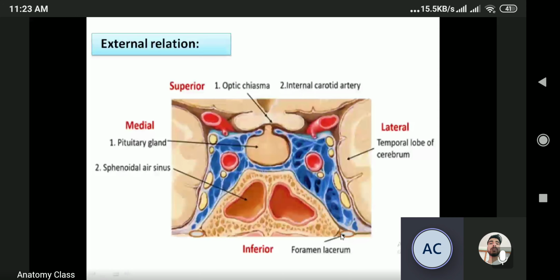Medial relation is pituitary gland and sphenoidal air sinus. Superior relation is optic chiasma and internal carotid artery. Lateral relation is uncus of the temporal lobe as well as cavum trigeminale, which lodges the trigeminal ganglion.